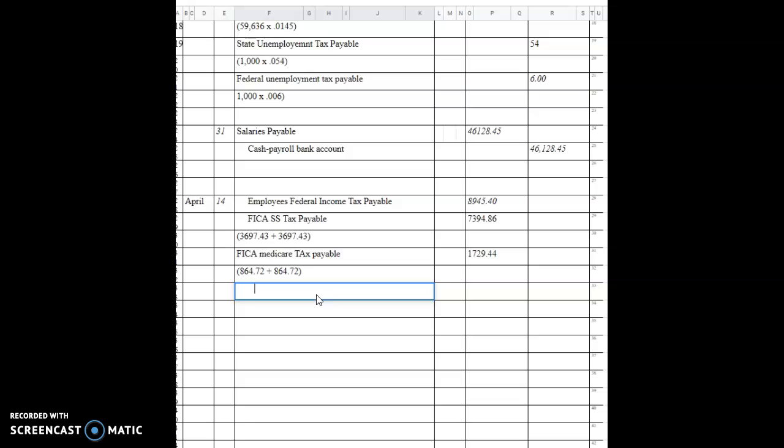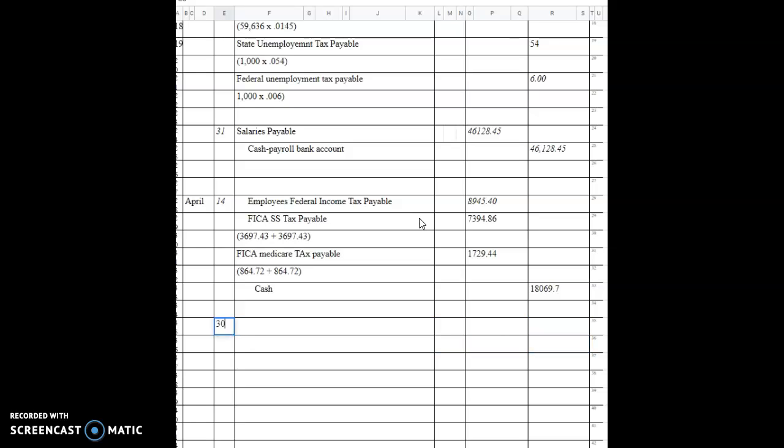So we need to go ahead and indent, and I know I'm off a little bit up in here, but we're going to go ahead and indent, and we are going to use cash to record the payment for these three numbers here. So $18,069.70 will be the amount that we will pay for these three portions of our tax here. Okay, so that completes the 14th.